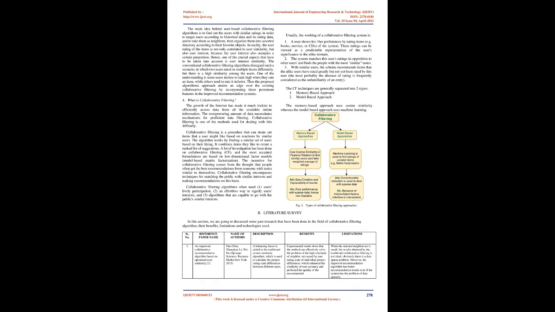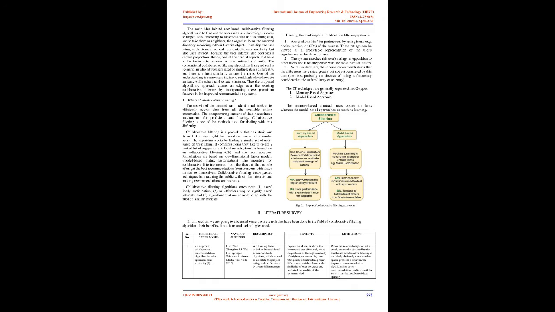The incentive for collaborative filtering comes from the thought that people often get the best recommendations from someone with tastes similar to themselves. Collaborative filtering encompasses techniques for matching the public with similar interests and making recommendations on this basis. Collaborative filtering algorithms often need 1. Users' lively participation, 2. An effortless way to signify users' interests, and 3. Algorithms that are capable to go with the public's similar interests.